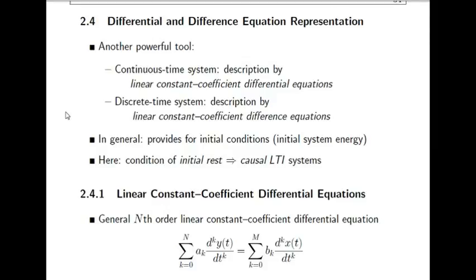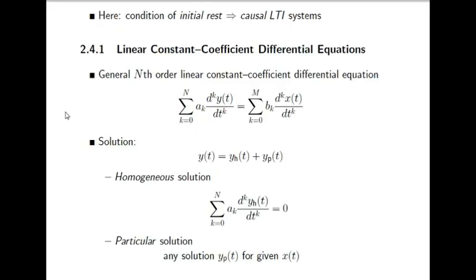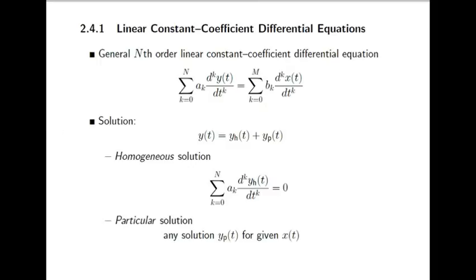Now let's see the linear constant coefficient differential equations. They are represented in this manner. The general standard representation is that for nth order, this is for output terms and it is for input: summation k equal to 0 to n a_k times the k-th derivative of y(t) is equal to summation k equal to 0 to m b_k times the k-th derivative of x(t).